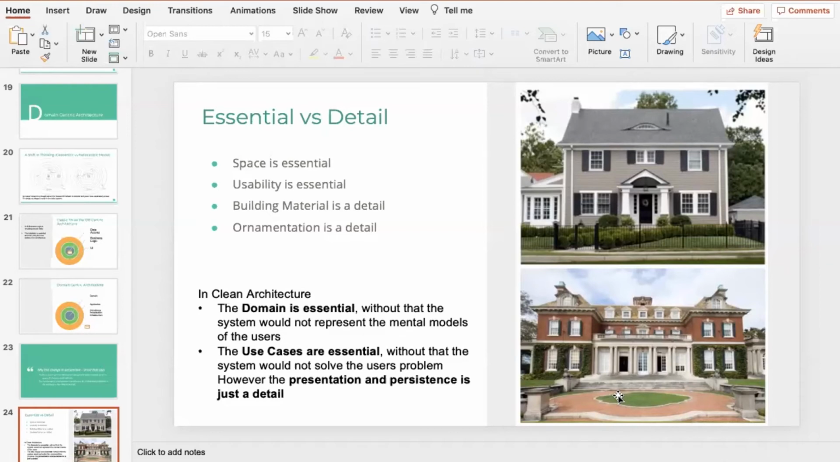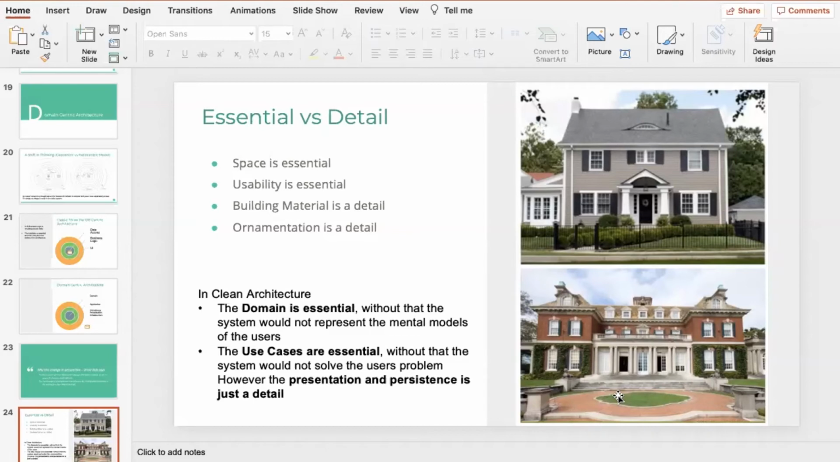But what is detail here, in this case of architecture, is the material that you use to build this house. For example, it doesn't matter whether you build a wooden house, or a house made of brick or concrete. That is just a detail. We don't care. And the ornamentation is also a detail, whether I used a shiny metal on the top to look good. All those are details. They're not important actually.